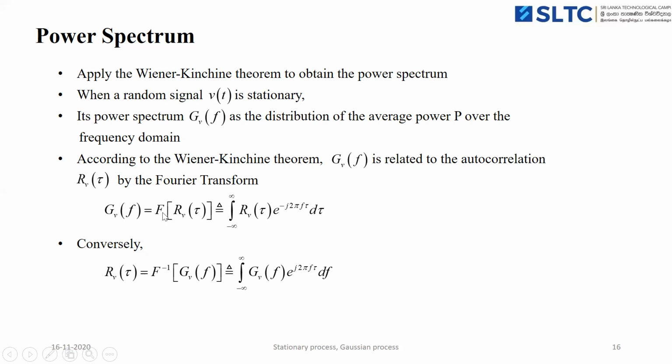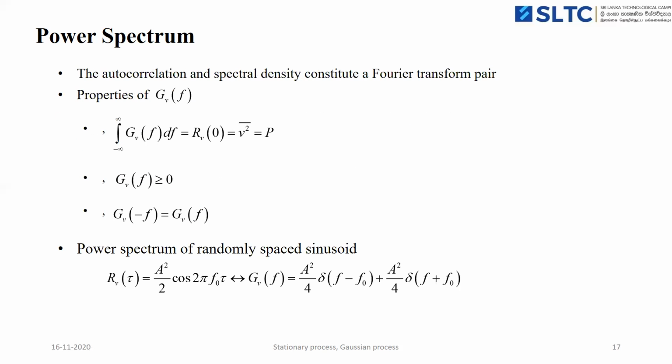Both are the reverse of each other. From the autocorrelation function, we can find the power spectrum, and from the power spectrum, we can find the autocorrelation function by applying the Fourier transform and the inverse Fourier transform respectively. So we can say that the autocorrelation and the power spectral density of the random process are a Fourier transform pair.